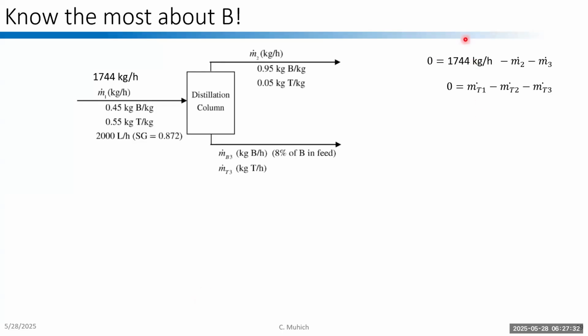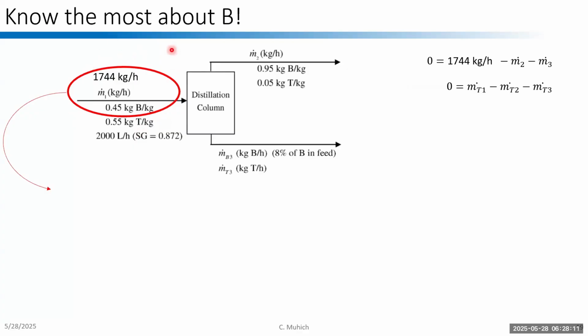For right now, I want to focus on the B balance because that's what I knew the most about, right? I had more information about it because I knew information about the composition here, here, and here. So for right now, I'm going to put the total mass balance and the toluene mass balance up in the right-hand corner just so that we don't forget about them, but they're not crowding our workspace.